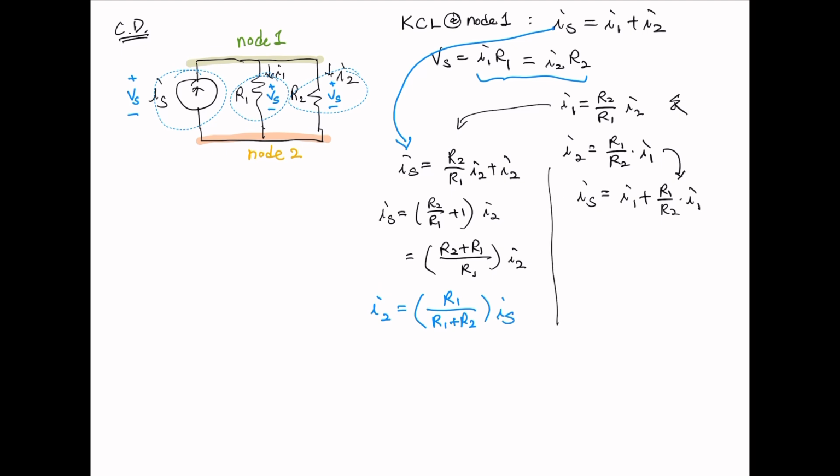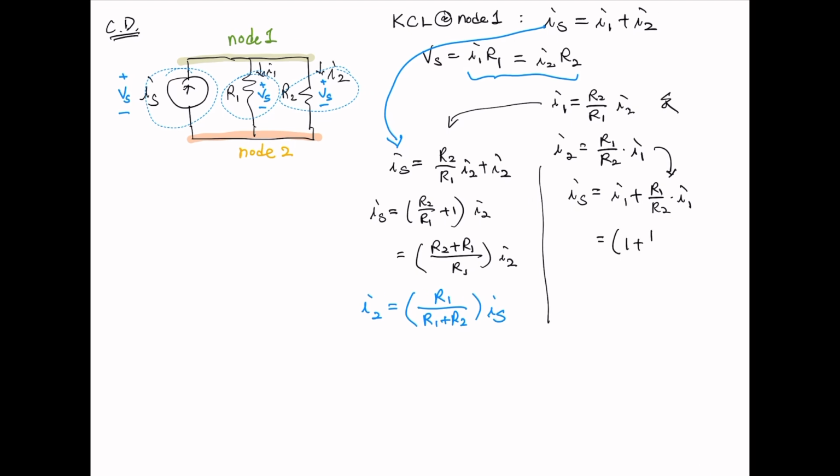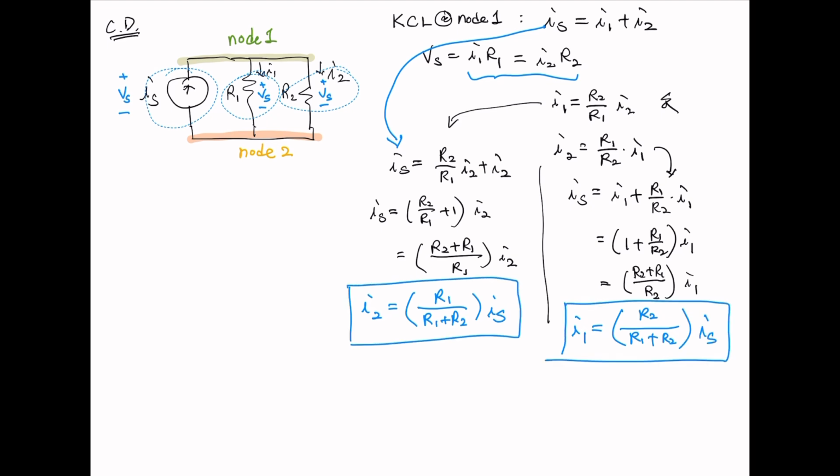In a similar way, for the second equation in Is, we have Is equals 1 plus R1 over R2 times I1, and we combine those with the common denominator R2, then we have R2 plus R1 over R2 times I1. Now we're going to solve for I1. I1 equals R2 over R1 plus R2, everything times Is. So this is the current division.